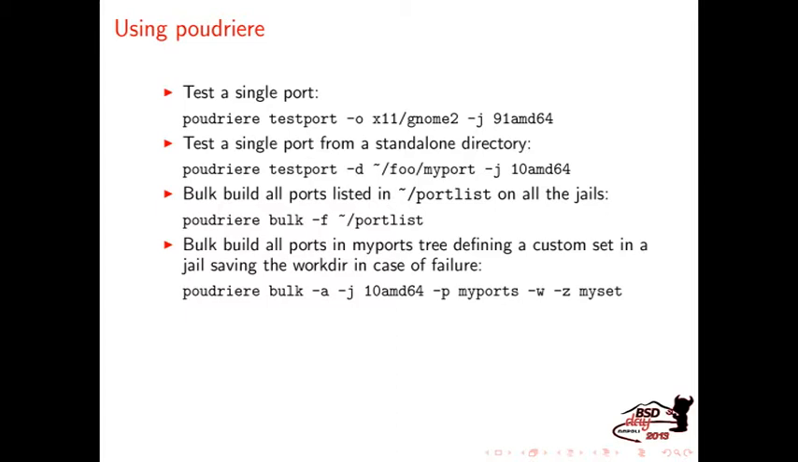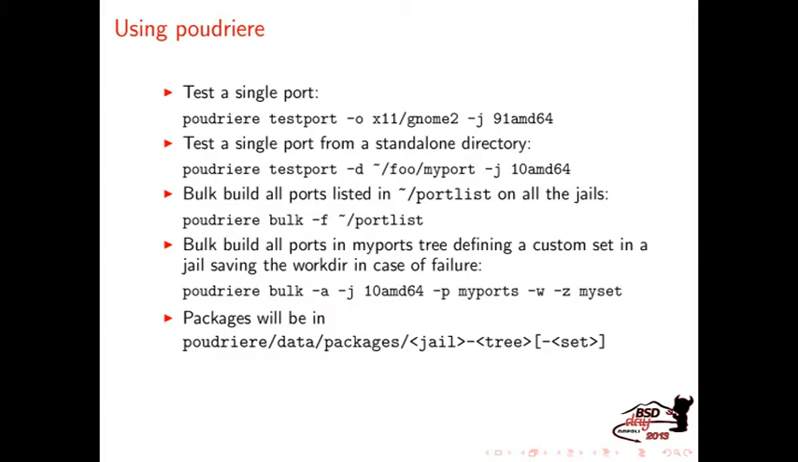This is a more complicated example, telling it to build all the ports in this jail, using this custom ports tree, and defining a set name for customizations. And -w tells Poudriere to save work directories in case of a failed port, like Tinderbox can do, for analysis. This will take quite a lot of time.